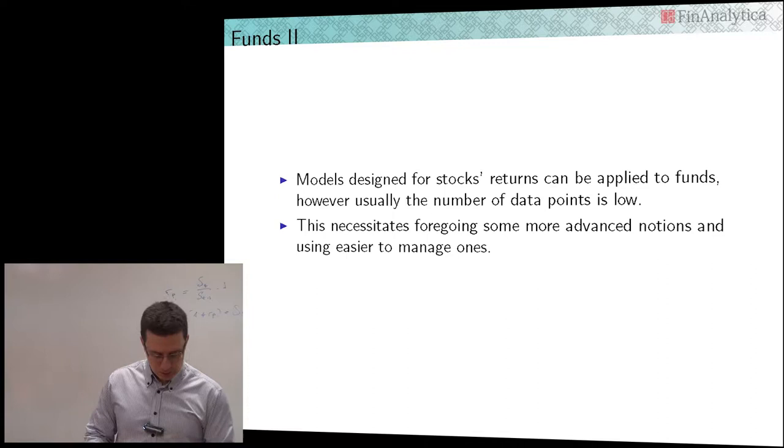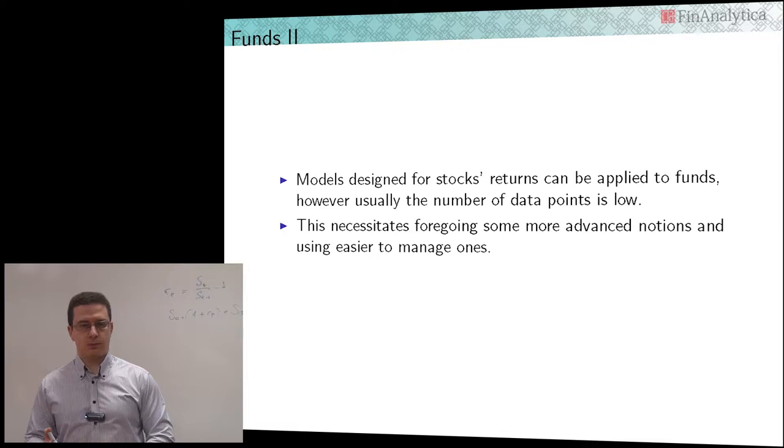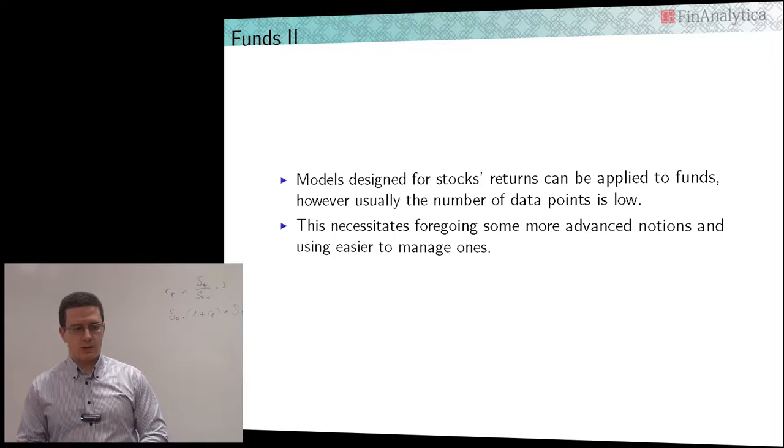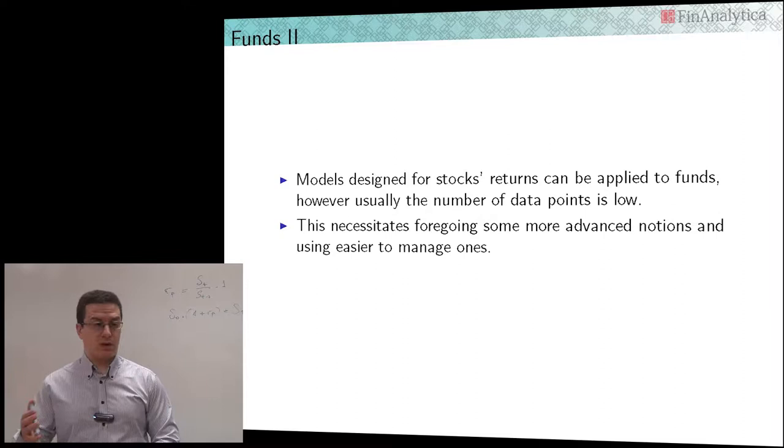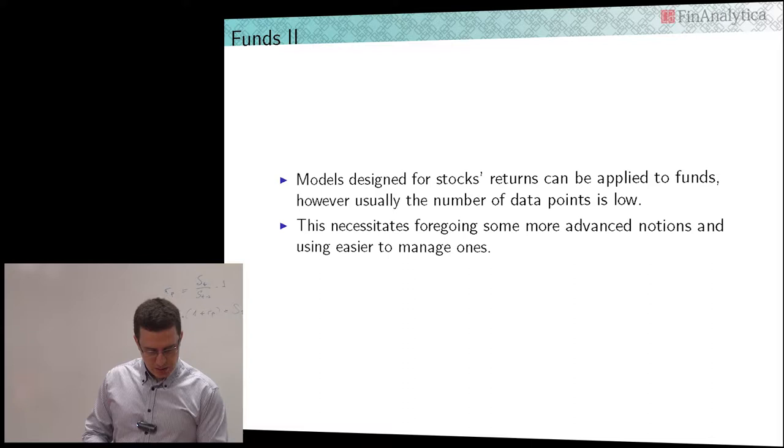Let's say 5 years' worth of data for a fund is only 60 observations. Compare that to a stock that has 250 observations each year, so 1,250 observations for the same period. Quite a large difference in data availability.